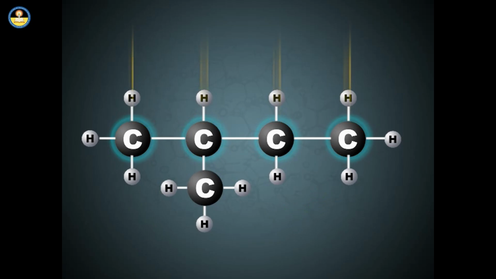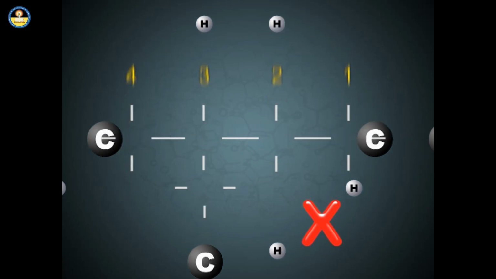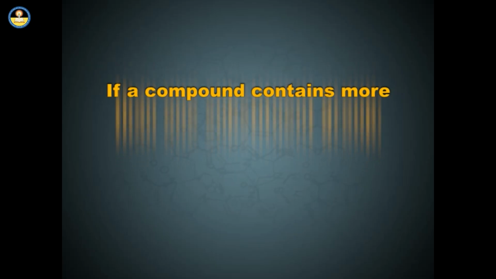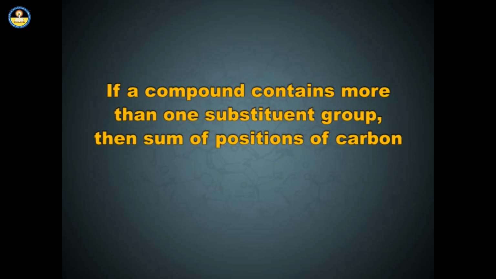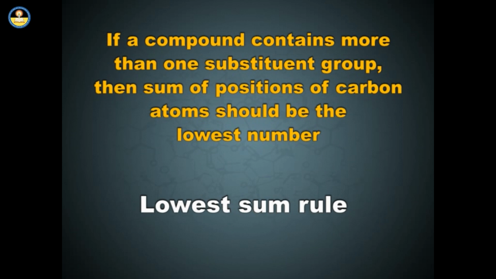Now let's start numbering it in a different way. It is a wrong way to identify the longest chain. If a compound contains more than one substituent group, then the sum of positions of carbon atoms should be the lowest number. It is also known as the lowest sum rule.